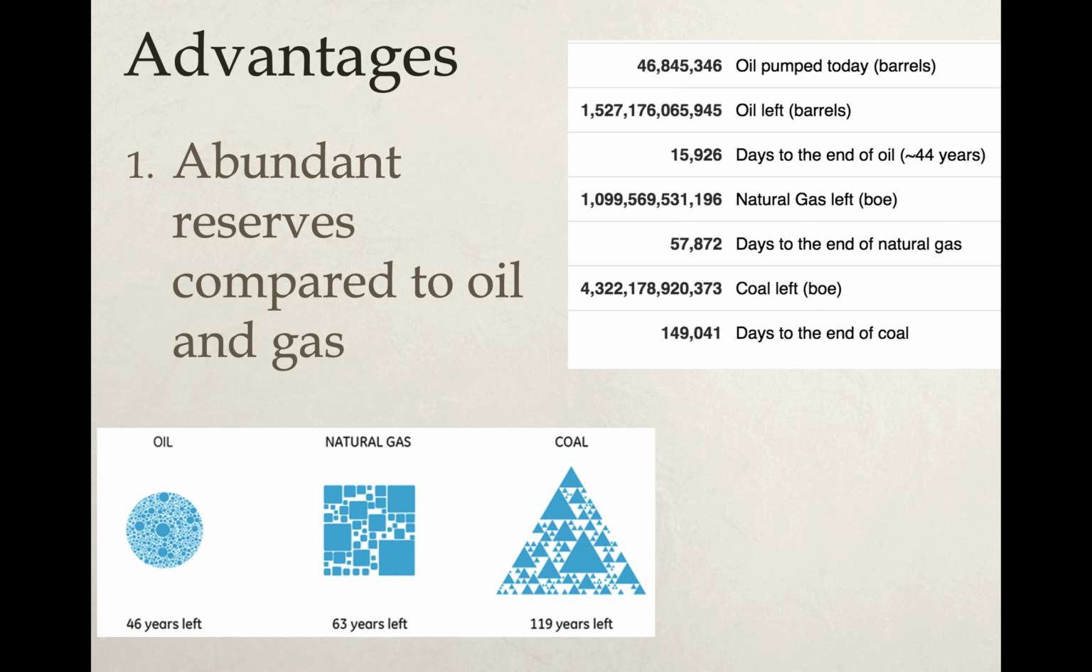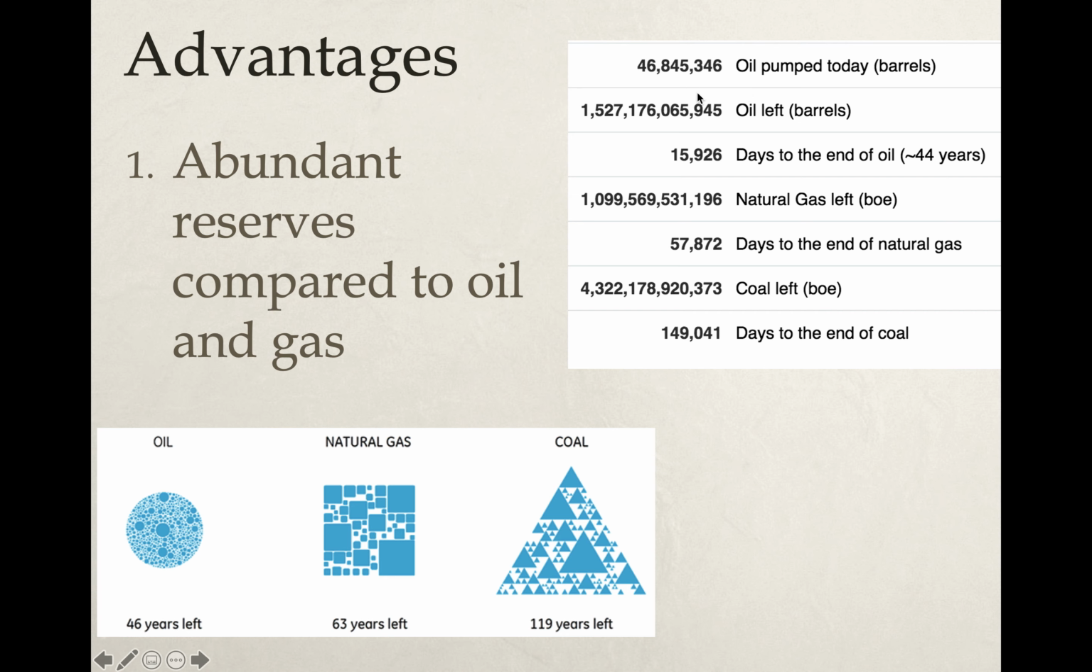Here are the advantages of coal. One of the biggest advantages is that there are abundant reserves, especially when we compare it to oil and gas. That's represented in two different ways on this slide. The graphic in the bottom left corner shows the amount of each fossil fuel we have left, based on years. So we have 46 years left of oil based on our current consumption, 63 years left of natural gas, and 119 years left of coal.